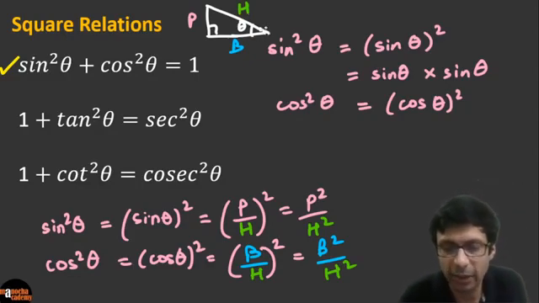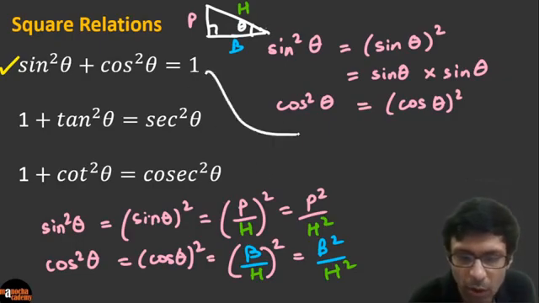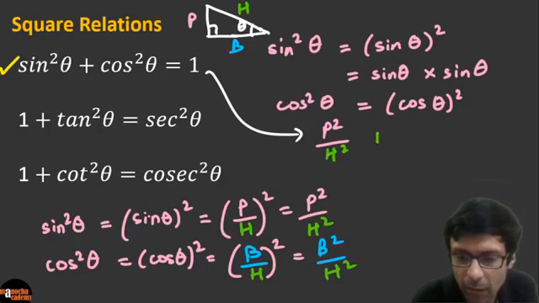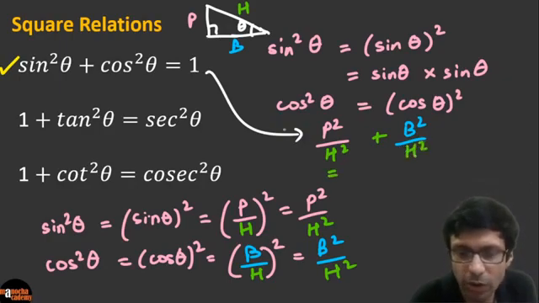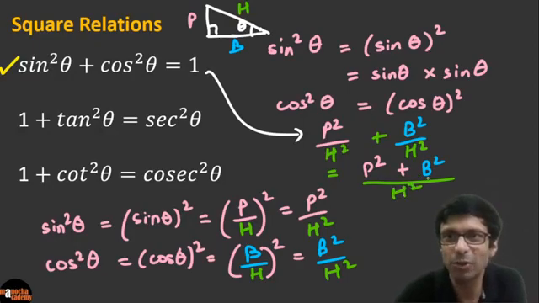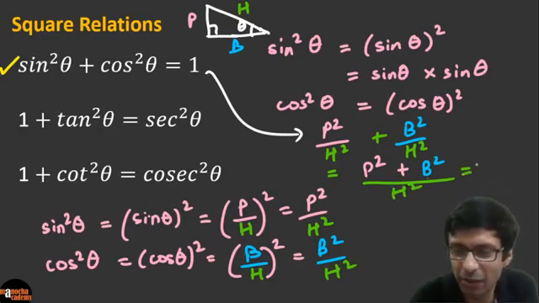And now if we add these two, let's see what we get. If we do sine square theta plus cos square theta, we are going to get p square by h square plus b square by h square, right? Can you see that? The denominator is the same, so it's going to turn out to be p square plus b square by h square, right, guys? And in the right angle triangle, what is p square plus b square? Pretty simple. You know that it's Pythagoras theorem.